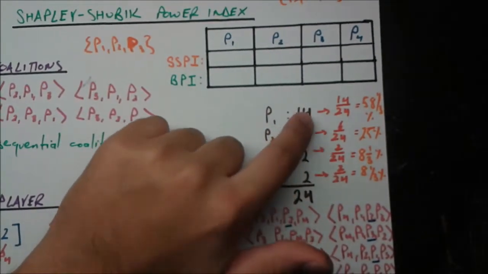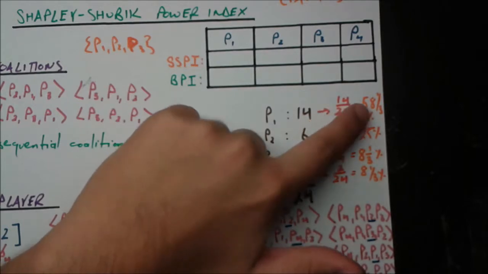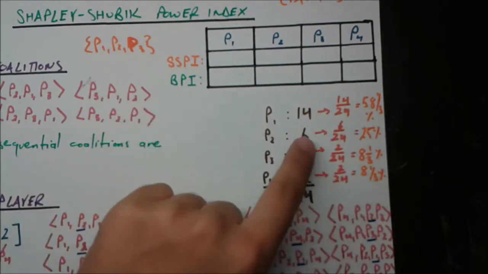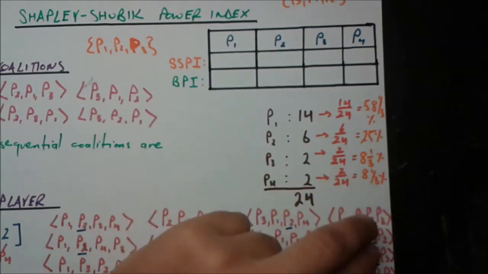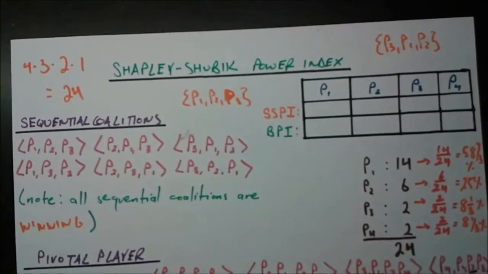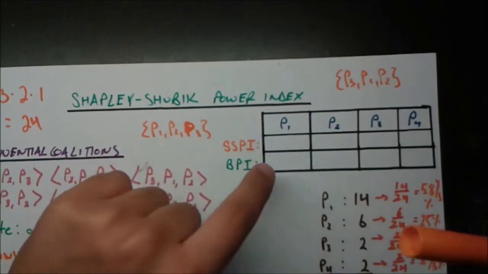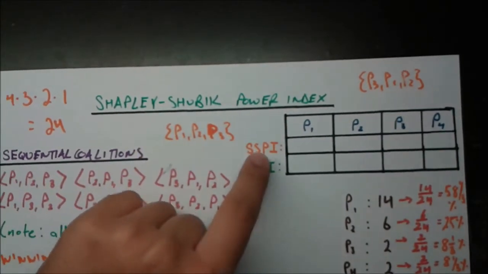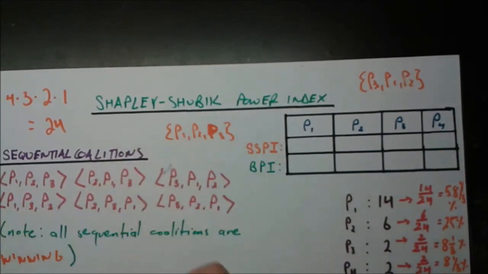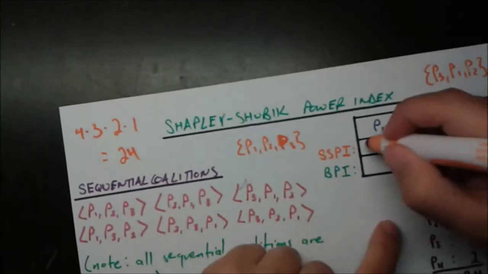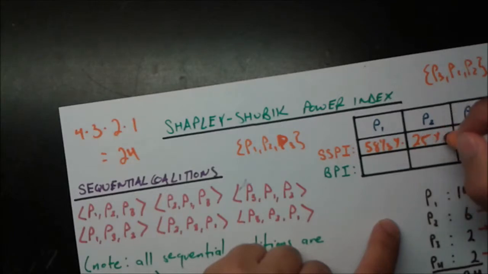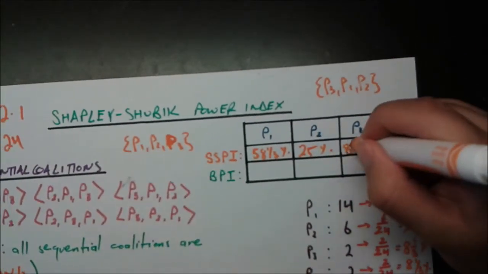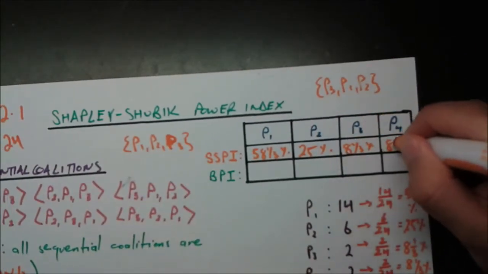I take 14 divided by 24, which is a total, and I get 58 and 1/3%. I take 6 over 24, I get even 25%. And when I take 2 over 24, I get 8 and 1/3% each. So we're now ready to fill in half of this table. SSPI stands for Shapley-Shubik power index. So for player 1, it was 58 and 1/3%. For player 2, it was 25%. And for players 3 and 4, it was 8 and 1/3% each.